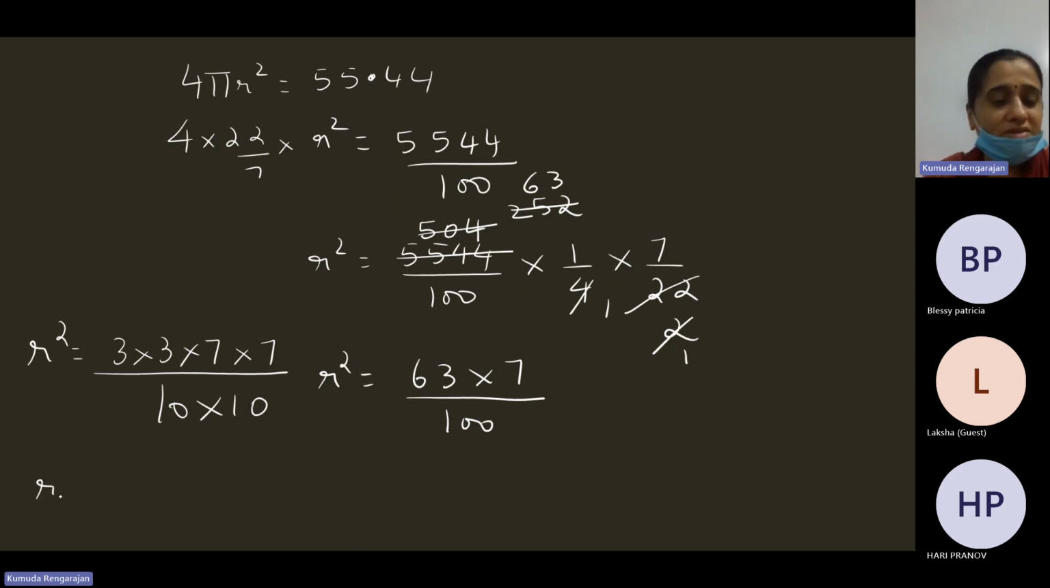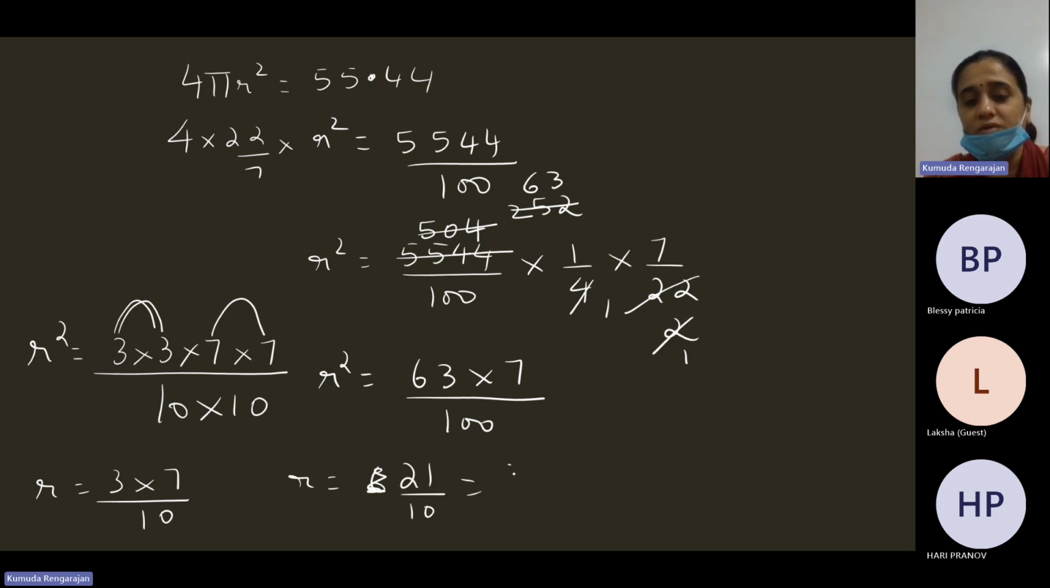So now what is R? From 2 threes, 1 3. I said 3 threes by mistake. R square in the next step becomes R. R is equal to, from 2 threes, 1 3 out. From 2 sevens, 1 7 out. From 2 tens, 1 10 out. So R is equal to 7 3s are 21, 21 by 10, or 2.1. Yes or no? That's all it is.